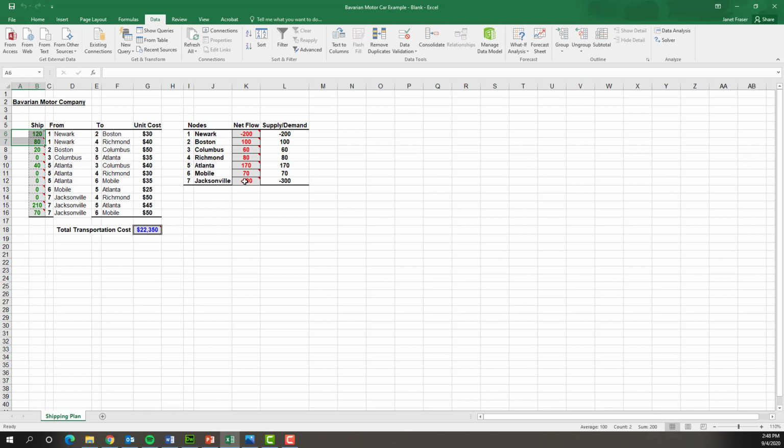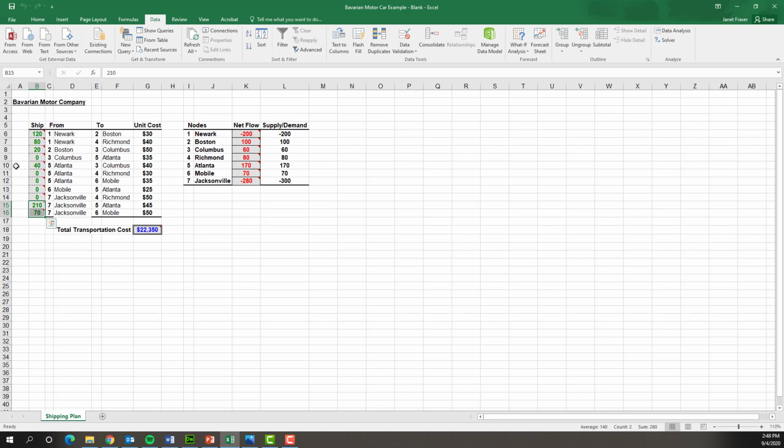From Jacksonville, 280 vehicles were shipped. And this makes sense because we had a surplus of 20 vehicles. So what this tells us is that we have about 20 vehicles just chilling out in Jacksonville, and maybe there'll be demand for them later. Maybe they'll be used as prizes on The Price is Right or something like that. And of those vehicles from Jacksonville, we see in rows 15 and 16 that 210 of them went to Atlanta and 70 of them went to Mobile.